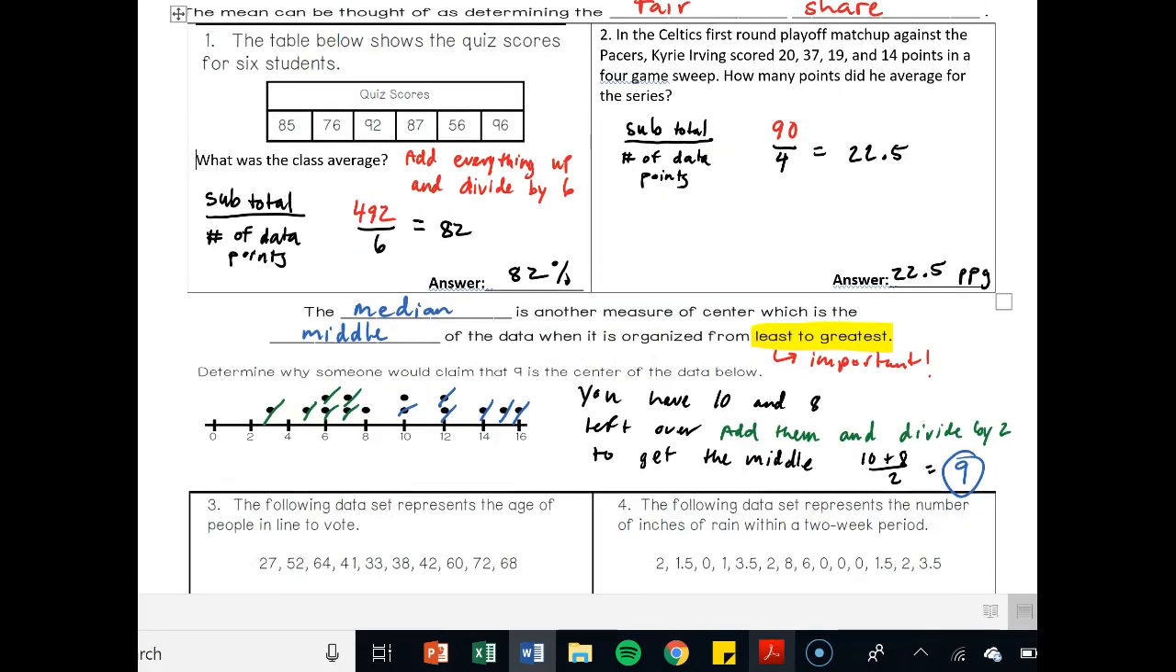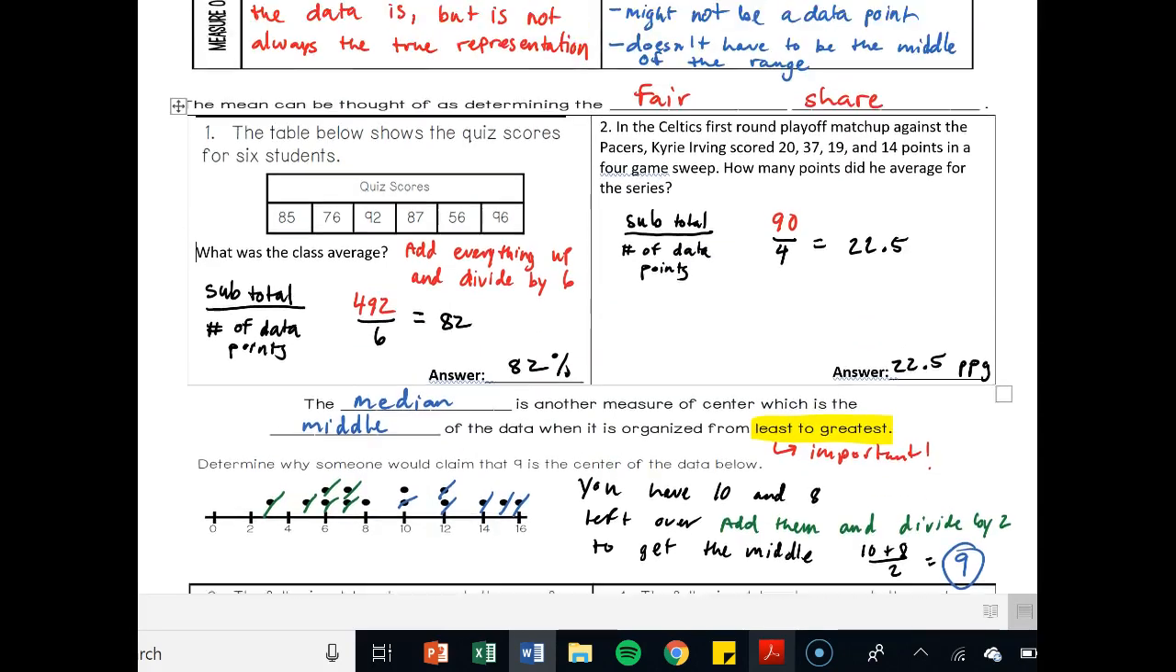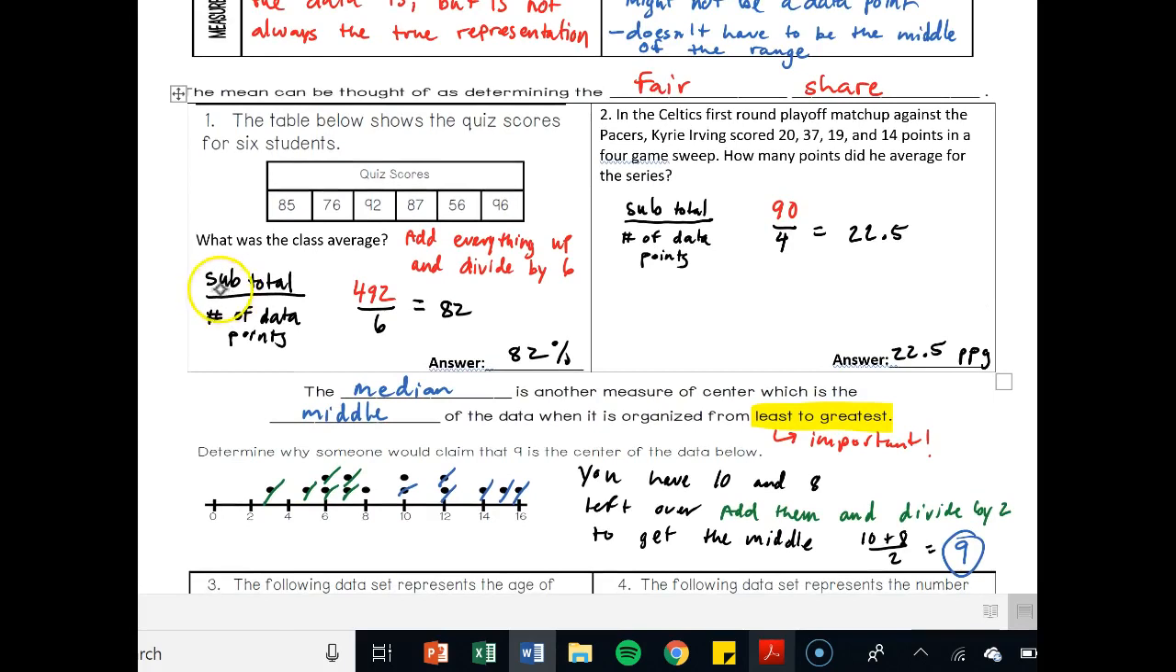So when we're talking about the mean, you can think of it as the fair share. How do we calculate the mean? Well, we find the total of everything by adding it up, and then we simply divide by the number of data points. So here, I'm going to add up all my quiz scores and divide by 6, since there are 6 quiz scores, to find the average, which is another word for mean. So 492 divided by 6, my average is an 82%.